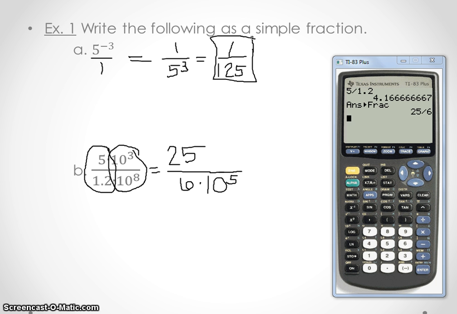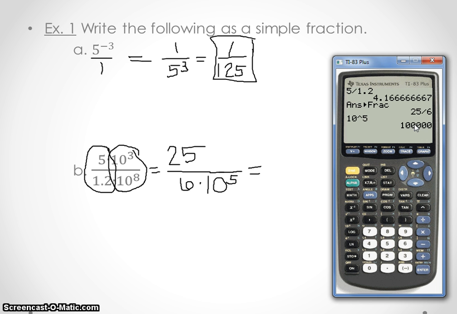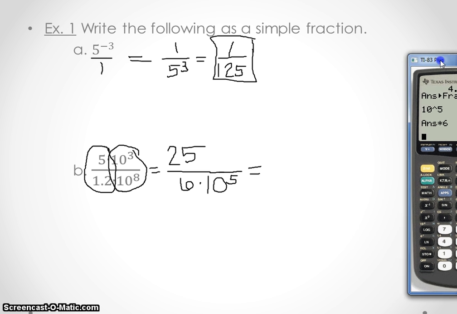Now, this is not a simple fraction. A simple fraction just has simply an integer in the numerator and the denominator. So we need to actually figure out what this is. So 10 to the 5th power. Well, let's see how many zeros that has. 10 to the 5th power has 1, 2, 3, 4, 5 zeros. Imagine that. So 5 zeros. Then we have to multiply that by 6. So that's really just going to become 600,000. So 600,000 on the bottom.